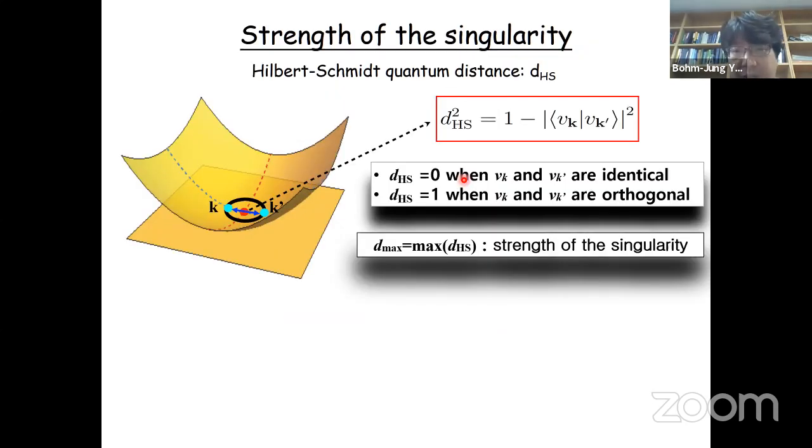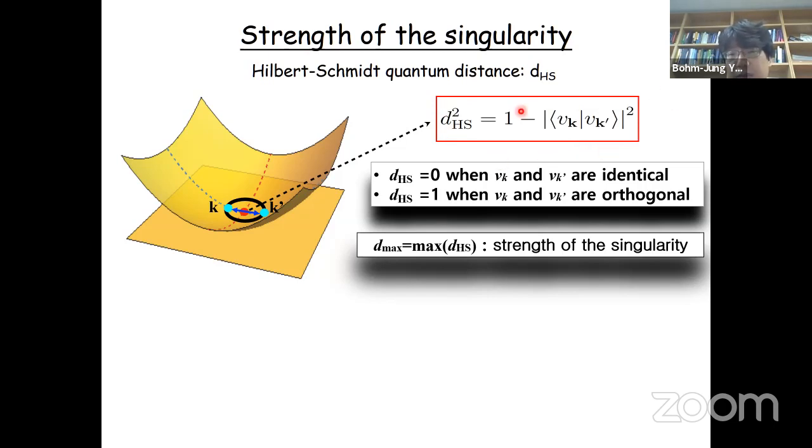So actually, we tried to find a more mathematically rigorous, beautiful way to treat the strength of the singularity, and found that the singularity at the crossing point can be measured by something called the Hilbert-Schmidt quantum distance. In general, the Hilbert-Schmidt quantum distance is defined in the following way. We pick two momenta k and k prime, and look at the corresponding wave functions vk and vk prime. Then the quantum distance squared is given by 1 minus the absolute value of the wave function overlap, squared. This is a general definition.